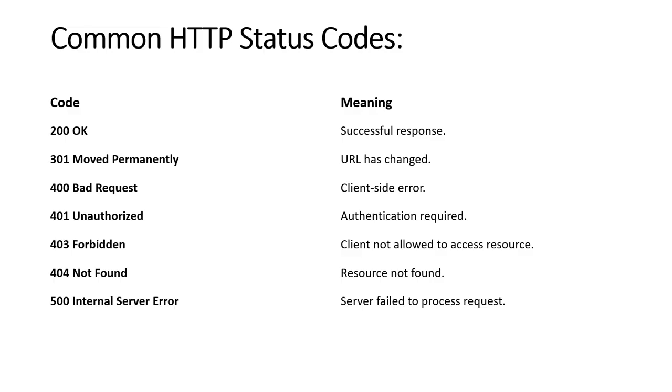Next thing is common HTTP status codes. These are the codes. 200 OK means successful response. 301 means moved permanently, the URL is changed. 400 bad request. 401 is unauthorized. 403 forbidden. 404 not found. 500 means internal server error, if the server failed to process the request.